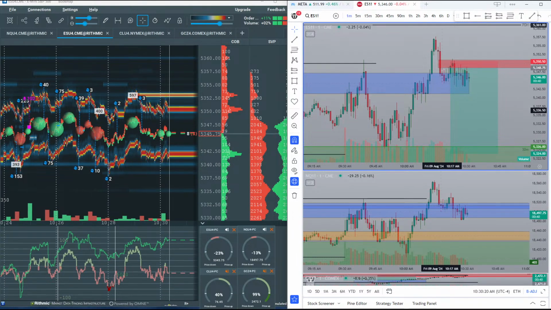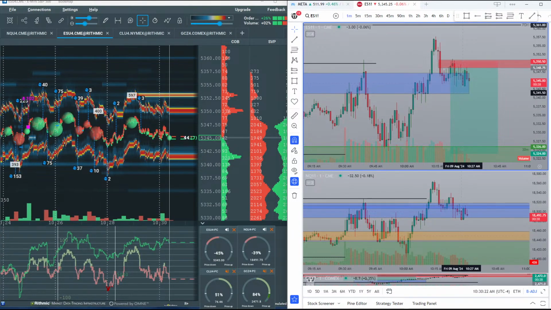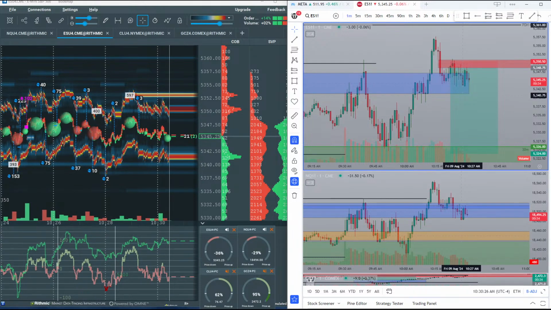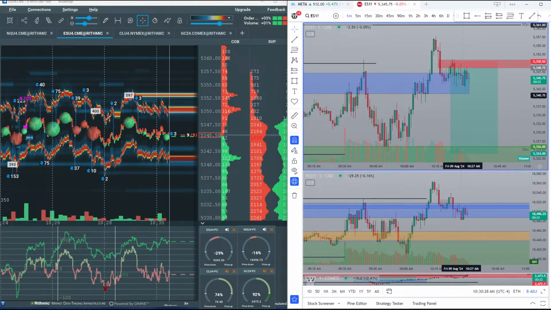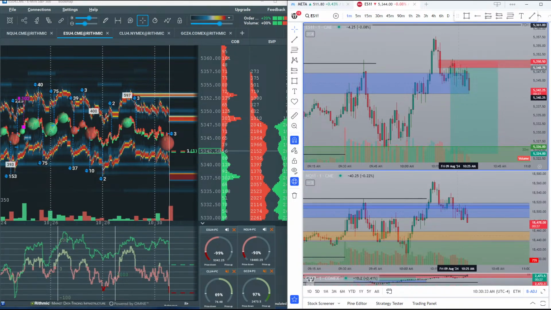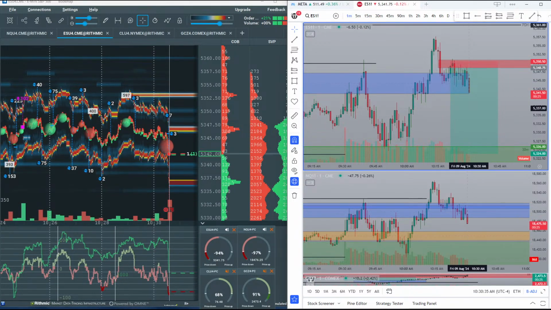We were up about 200 at some point on this, so let's see if we get back down there. It's getting very volatile, right? So like it's dropping, it's popping, it's dropping, it's popping.